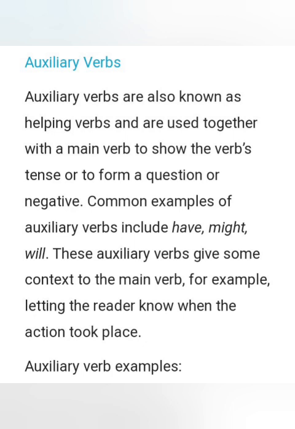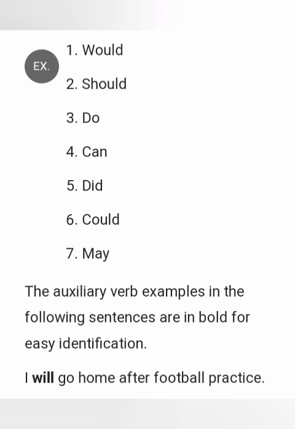Auxiliary verbs. Auxiliary verbs are also known as helping verbs and are used together with a main verb to show the verb's tense or to form a question or negative. Common examples of auxiliary verbs include have, might, will. These auxiliary verbs give some context to the main verb, for example, letting the reader know when the action takes place. Auxiliary verb examples: would, should, do, can, did, could, may. The auxiliary verb examples in the following sentences are in bold for easy identification.